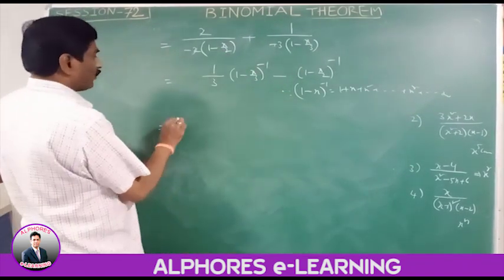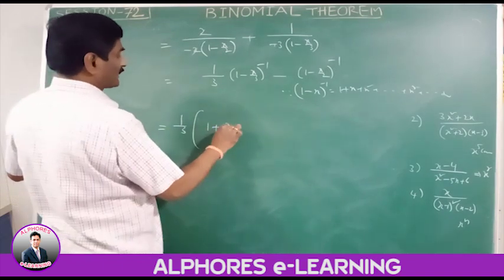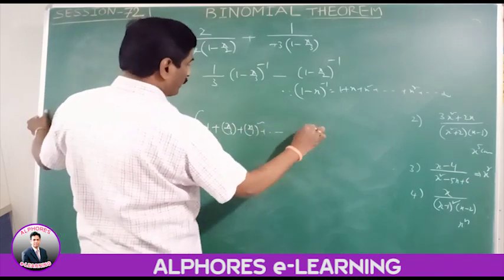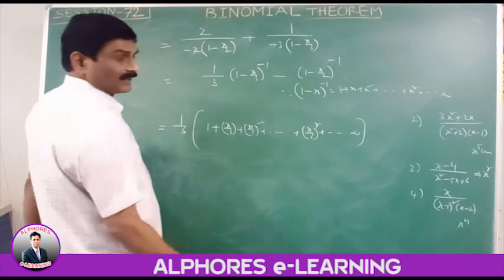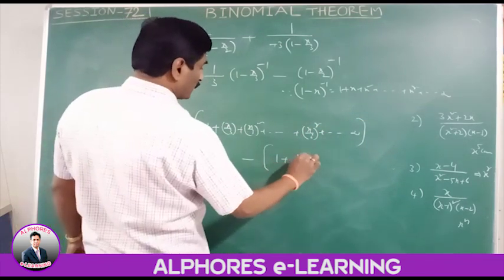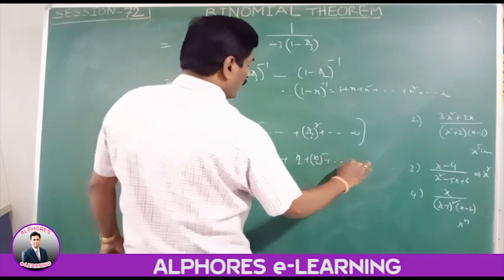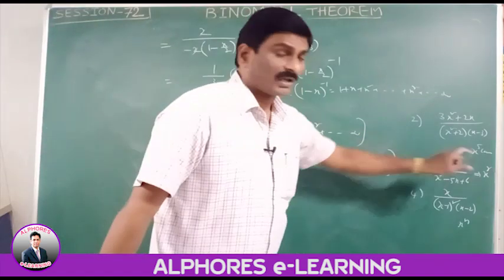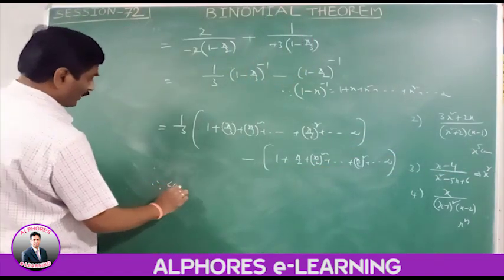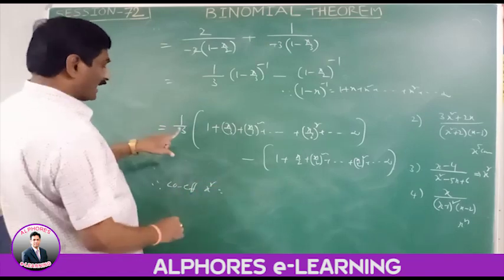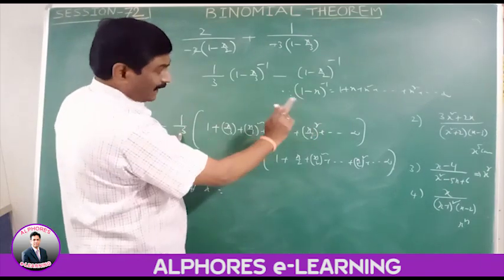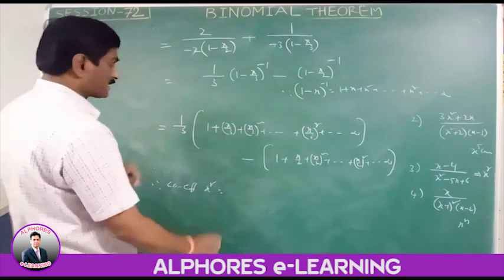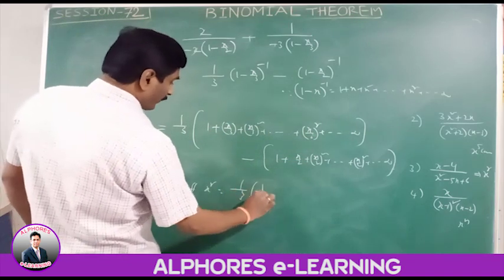That is equal to 1 by 3 into 1 plus x by 3 plus (x by 3) whole squared plus so on, (x by 3) whole power r plus so on to infinity, minus of 1 plus x by 2 plus (x by 2) whole squared plus so on, (x by 2) whole power r plus so on to infinity. Now what is the required value? Now we find the coefficient of x power r. Therefore, the coefficient of x power r is equal to 1 by 3 into the x power r coefficient. (x by 3) whole power r means x power r by 3 power r. That means 1 by 3 into (1 by 3) whole power r.